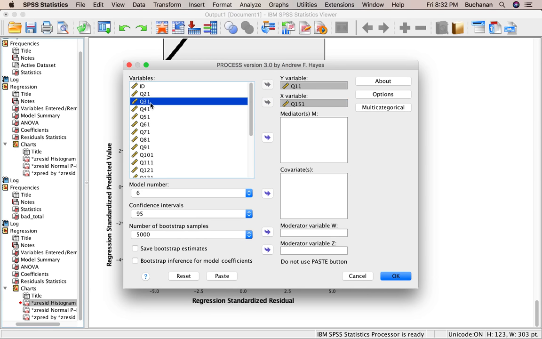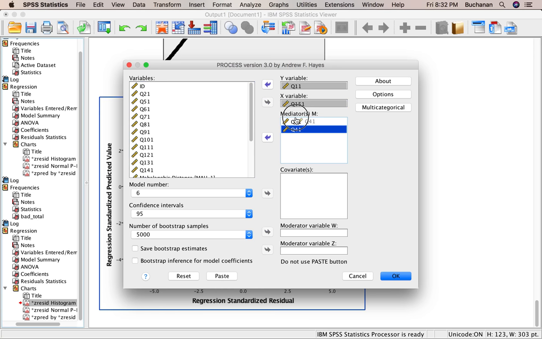We're going to put in 3 and 4 as our mediators, and it will do them as 1 and 2. So whatever order you put them in here will change the order, so you can drag them around if you want them in a different order. So 3 is question 1, mediator 1. 4 is mediator 2.